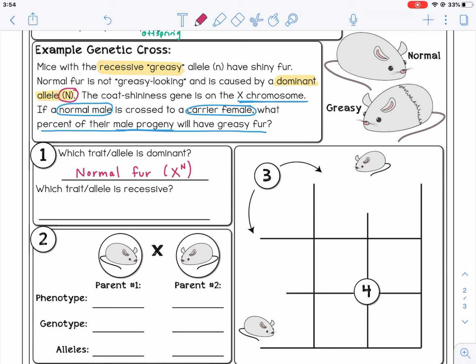So which trait is recessive? That's the greasy fur. Still has to be on the X chromosome. There is no allele for this gene on the Y chromosome at all. Now, it's the recessive allele, so it's the lowercase.